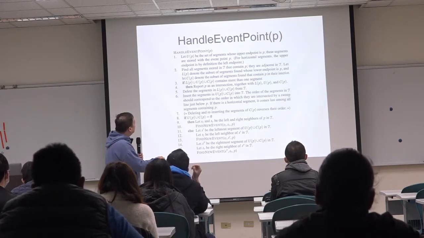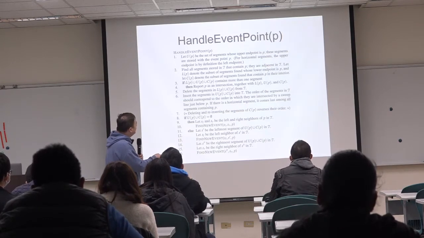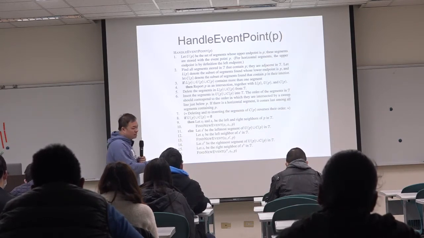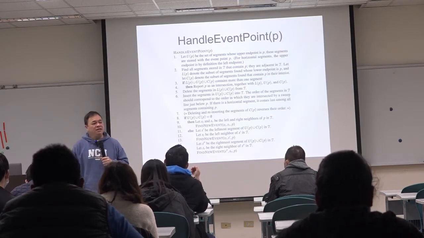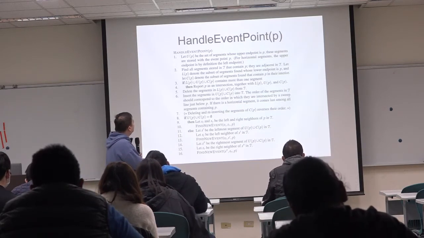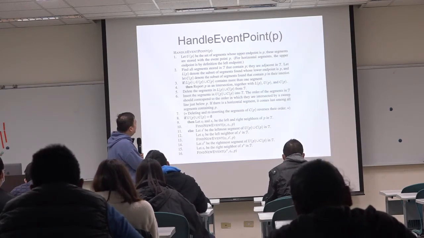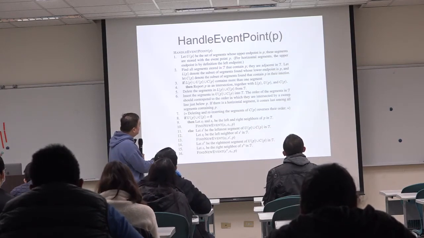For horizontal segments, the upper endpoint is by definition the left endpoint. You can ignore this at the moment; we will talk about this degenerate case later. Next, find all segments stored in the tree T. Where are the segments stored in the tree?